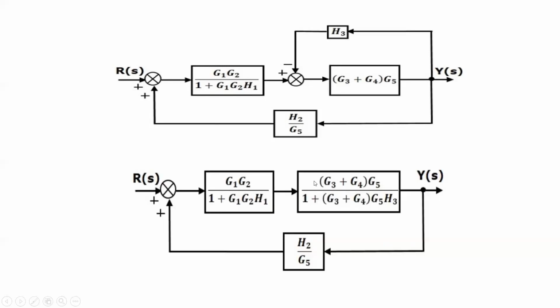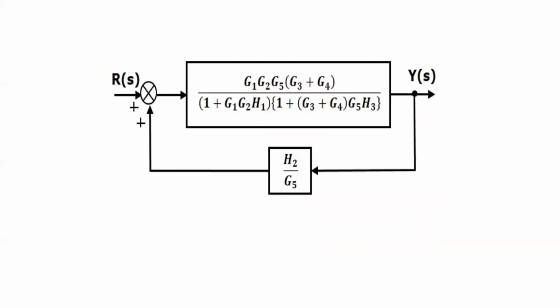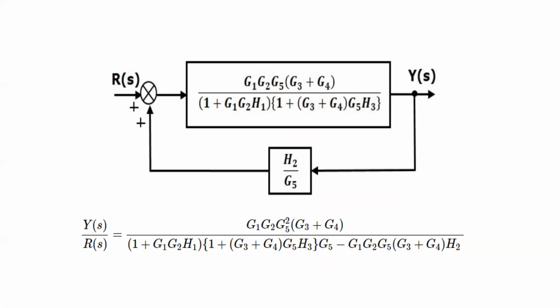These two are in series, and these two combination with this H2 by G5, we have a positive feedback. So G over 1 minus GH, using that formula, we can simplify the overall transfer function. So here we have just simplified this series connection, and we have the overall transfer function like this. So this is the way how we will be solving these simplification of block diagram problems.